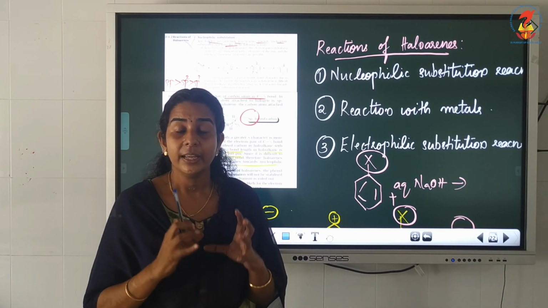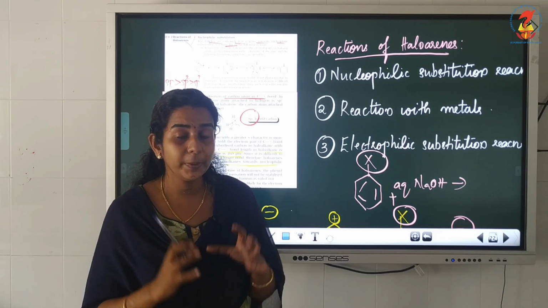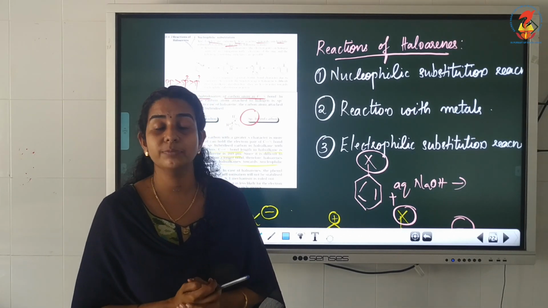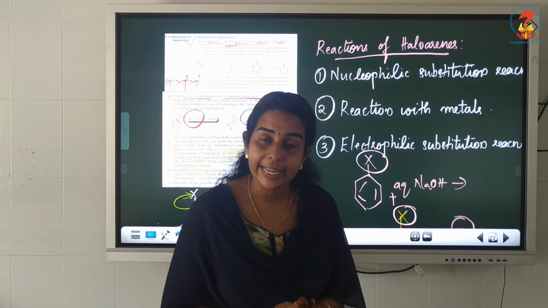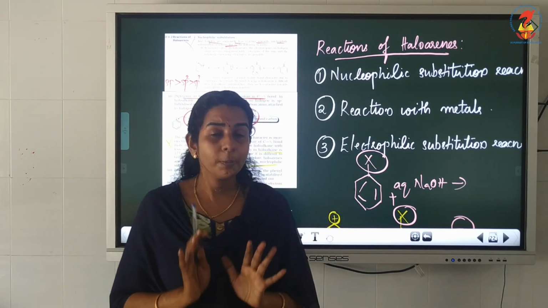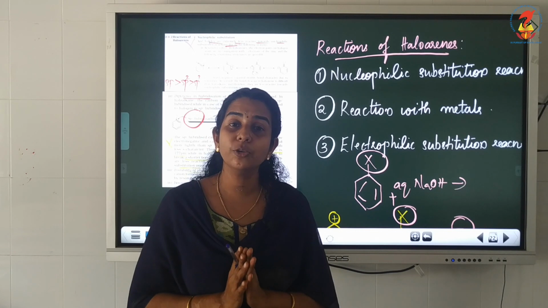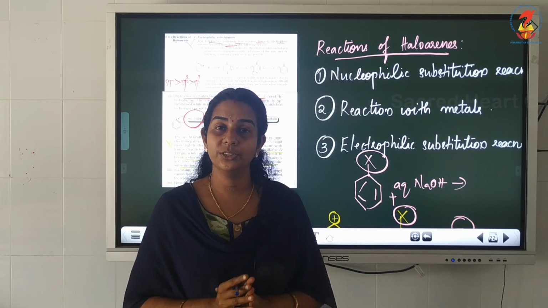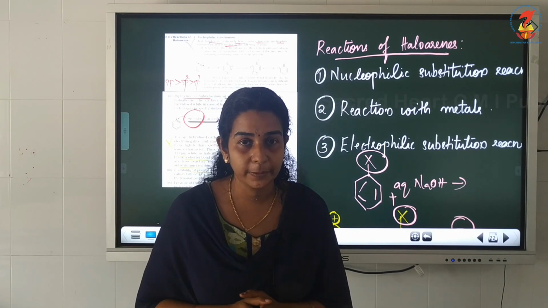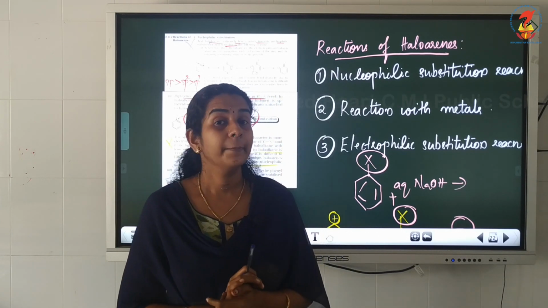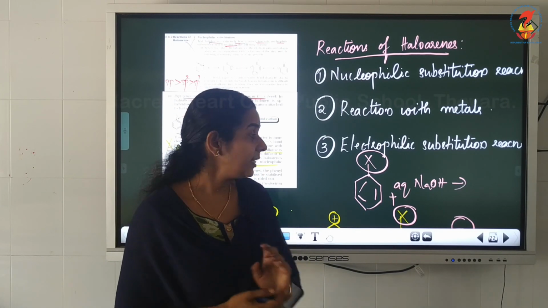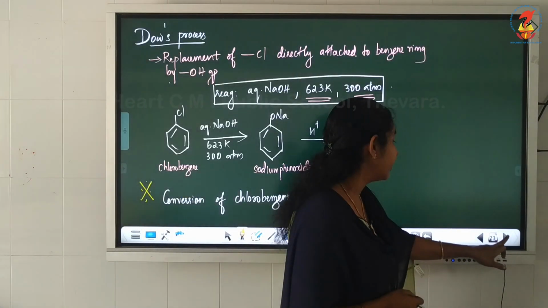So if there is any -I group at these positions, the rate of nucleophilic substitution reaction can be increased. Under normal conditions, it is very difficult to replace a halogen which is directly attached to the benzene ring by a nucleophile. Only if -I groups are present can we replace it, otherwise apply extreme conditions.